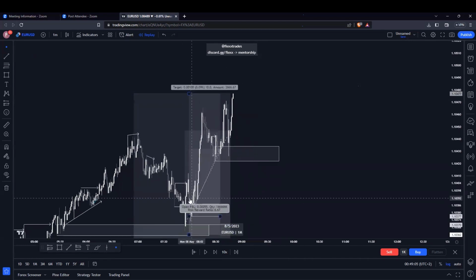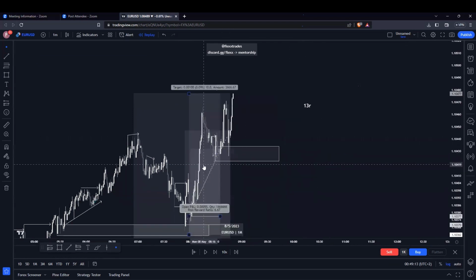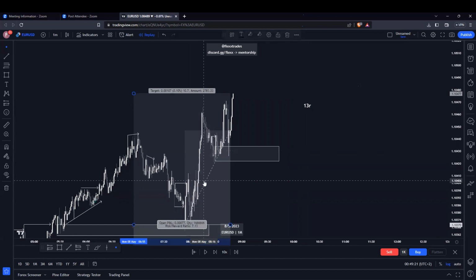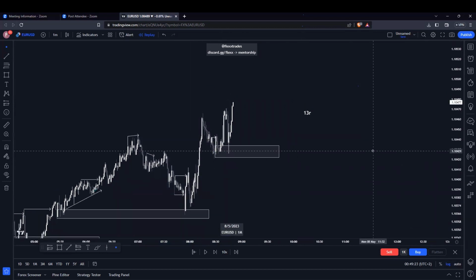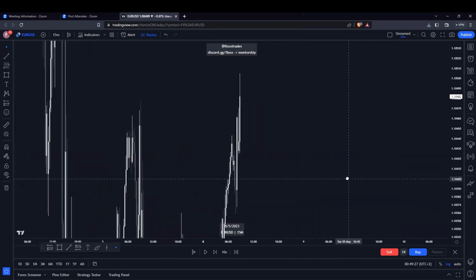So if you risk 0.5%, let's count this as 13R, right? This is 13R because we don't count the last entry. If you want to count it as 7R, you count it as 7R, because essentially this was nice, 2 entries, very clean setup. Actually, that is the Asian session done, right? That is the Asian session done, gone.